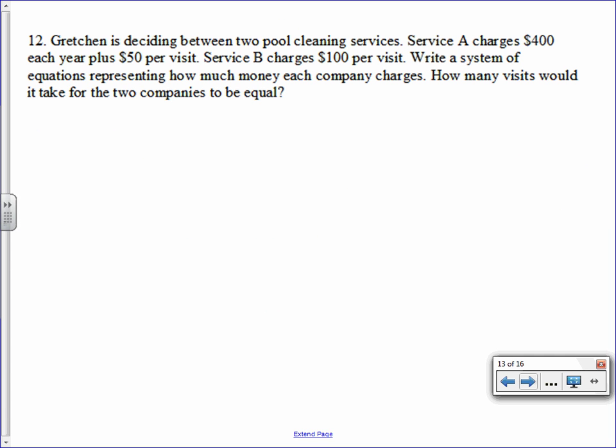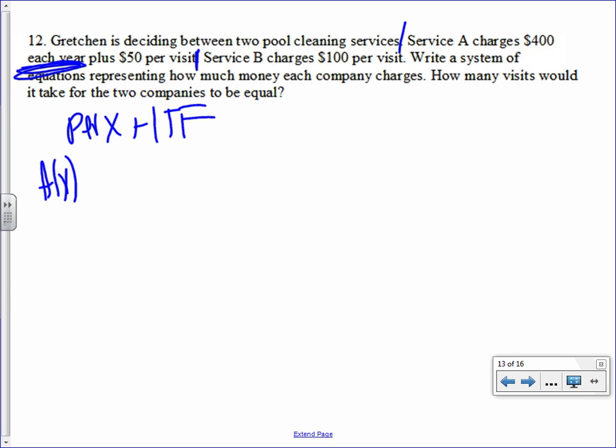Correction is decided between 2 pool cleaning services. Fantastic. 1 sentence at a time. Anything mathematical in there? No. Here's my next sentence. Service A charges $400 each year. Again, something should be going off in your head when you hear each year. For x plus the 1 times b. So for service A, I'm going to call this A of x. Where's my per? 400 each year, $50 per visit.